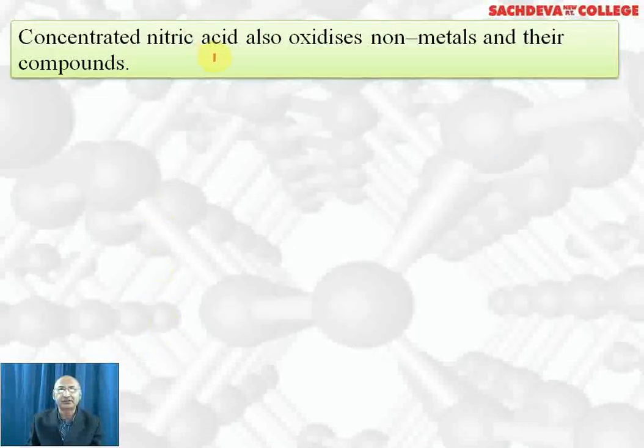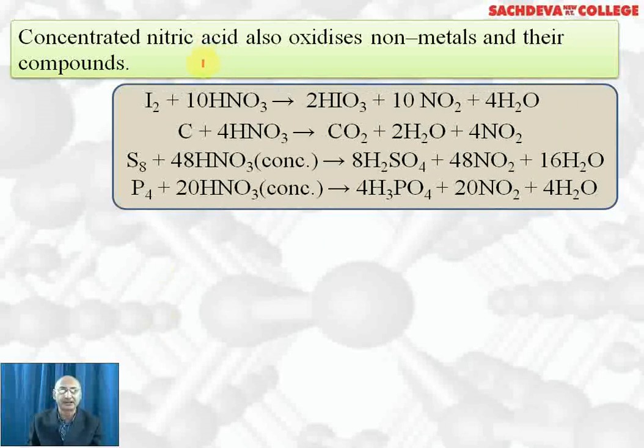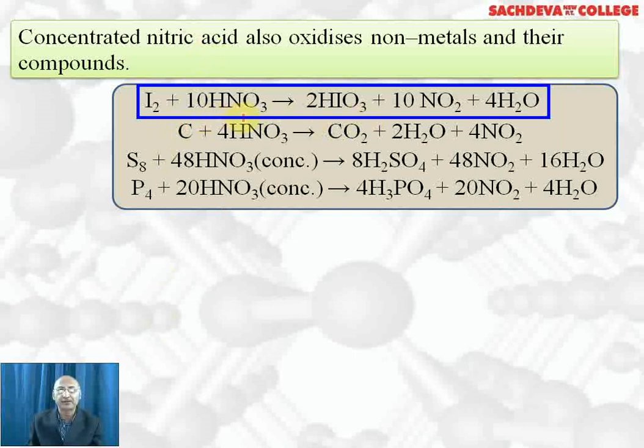Concentrated nitric acid also oxidizes non-metals and their compounds. Iodine gets oxidized to iodic acid with the help of concentrated nitric acid. Remember, non-metals only react with concentrated nitric acid and not with dilute nitric acid. Concentrated nitric acid itself will get reduced to NO2 plus water. The balanced equation is I2 plus 10 HNO3 gives 2 iodic acid plus 10 NO2 plus 4 water.